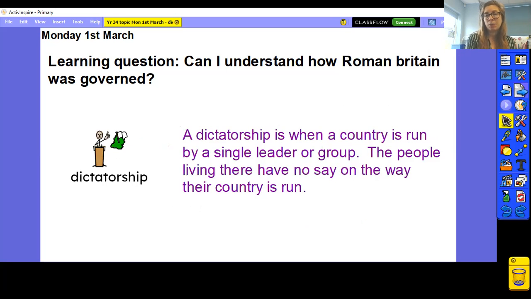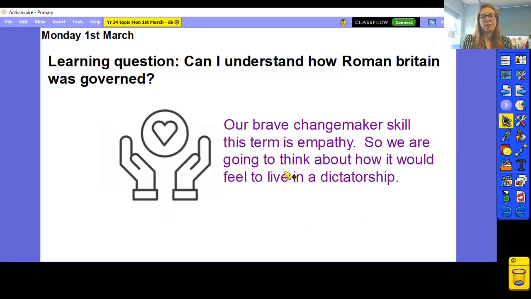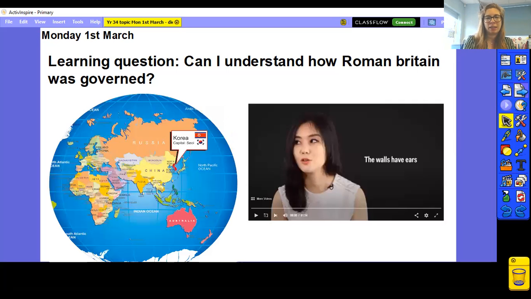Okay, so a dictatorship is when a country is run by a single leader or group, and the people living there have no say on the way their country is run. So think about how that might feel, because we are really going to come back to our brave changemaker skill today of empathy. So we're going to think about how it would feel to live in a dictatorship. So knowing that a dictatorship is where the leader or the group who are leading make all the decisions, we'll think about how that would feel as citizens, as someone living in that place.